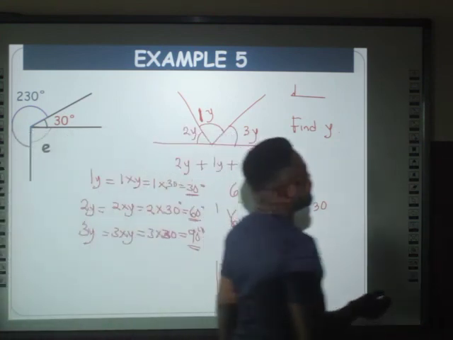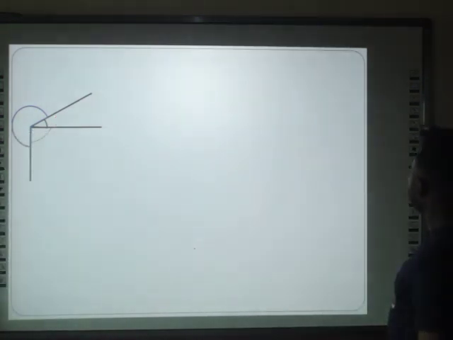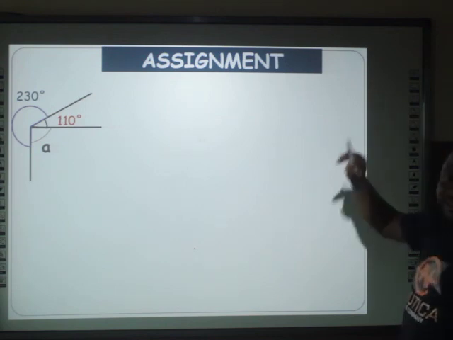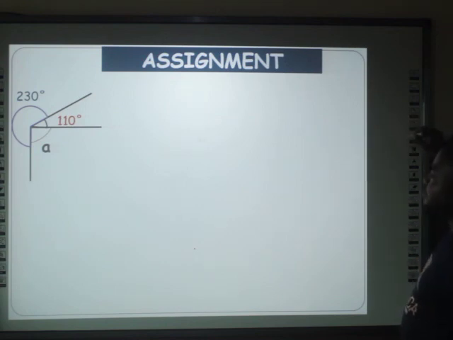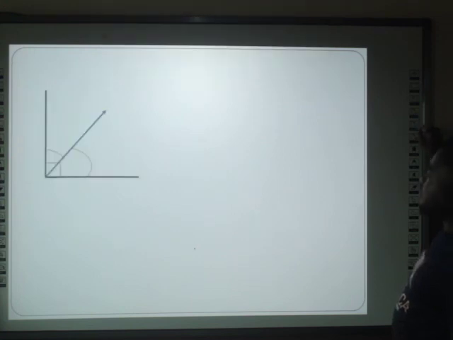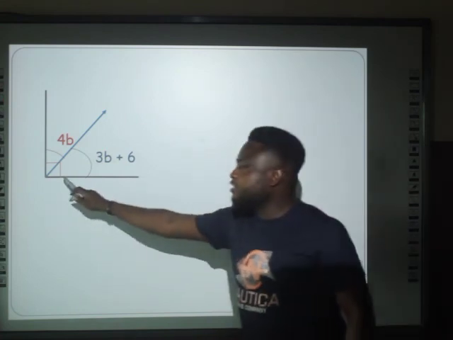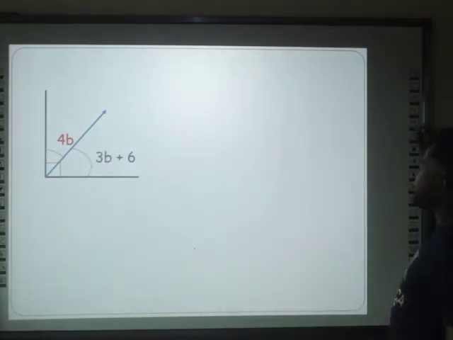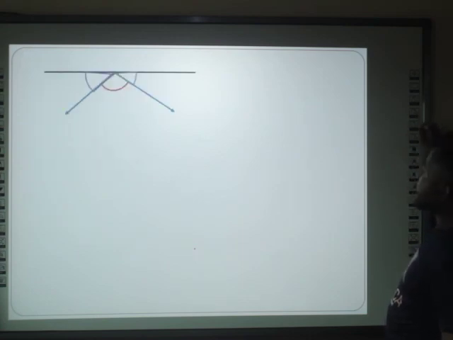Now let's look at the assignments. Of course, we are going to solve this question. You apply the same angle rule given to you, angles at a point. Okay, solve for A. Next slide, we solve for B. Okay, this is a square shape, meaning this is a right angle. The complementary angles will add up to 90 degrees. Okay.